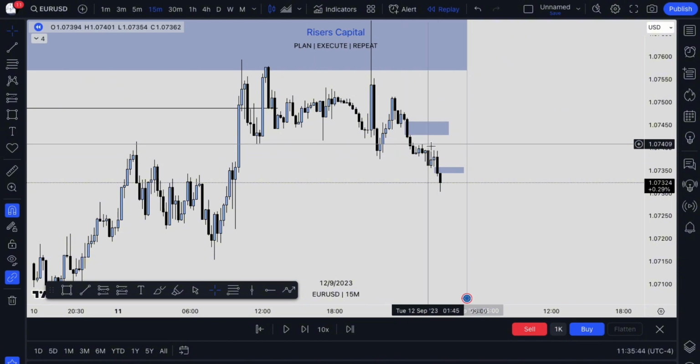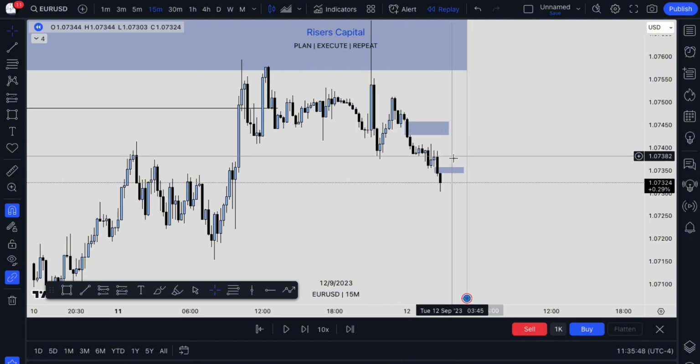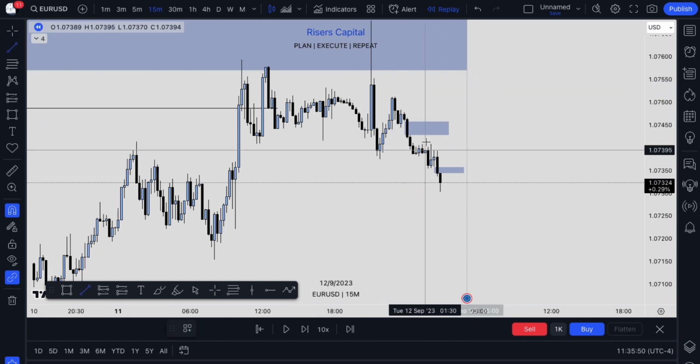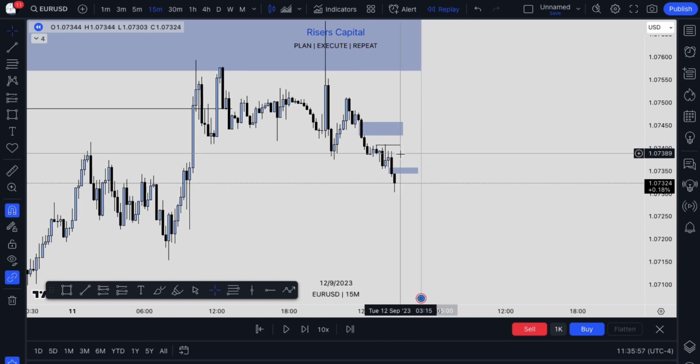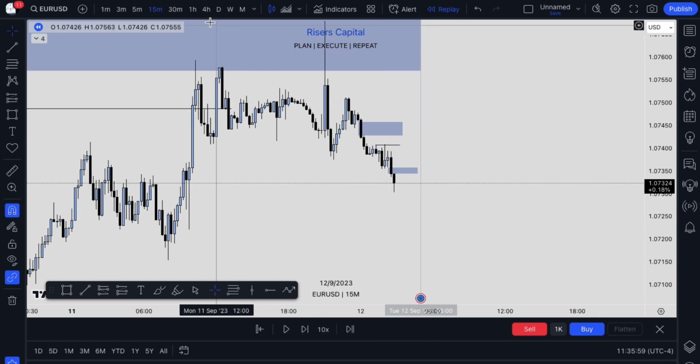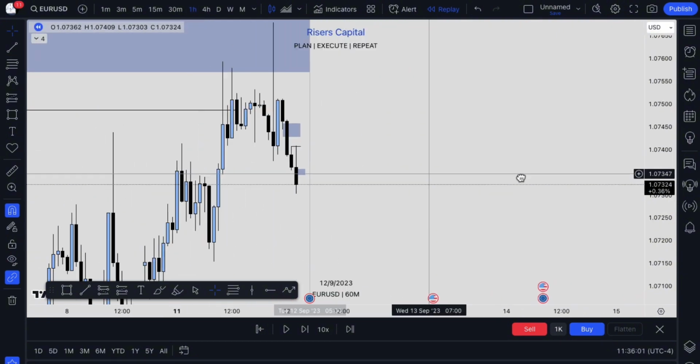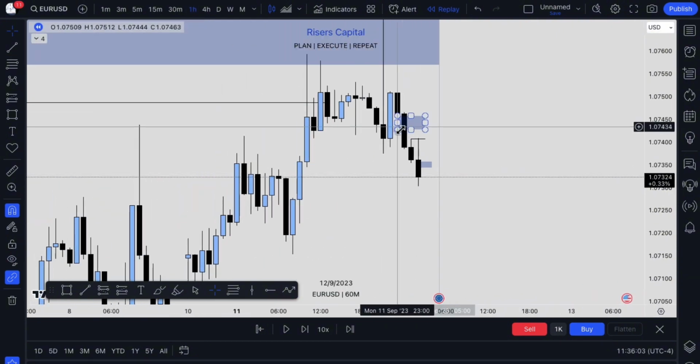However, am I expecting this fair value gap to get touched? Essentially yes. Why? Because in the London kill zone we can expect a liquidity sweep. A liquidity sweep of what? This swing high over here. Okay, that counts as a liquidity sweep. Do we get that? Go down to the 1 hour time frame and look now.